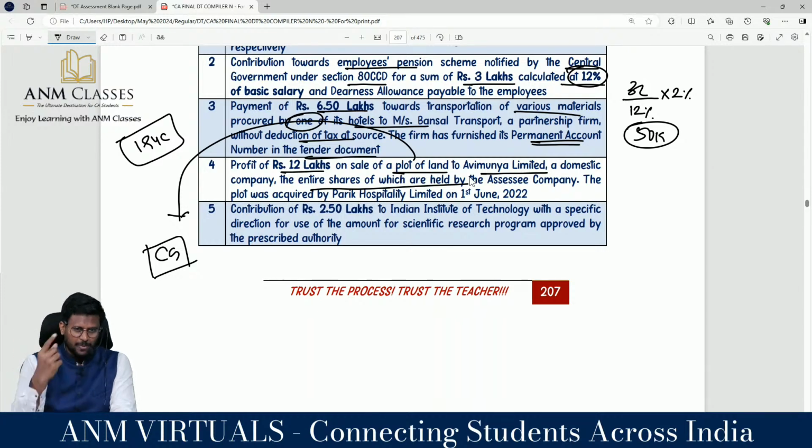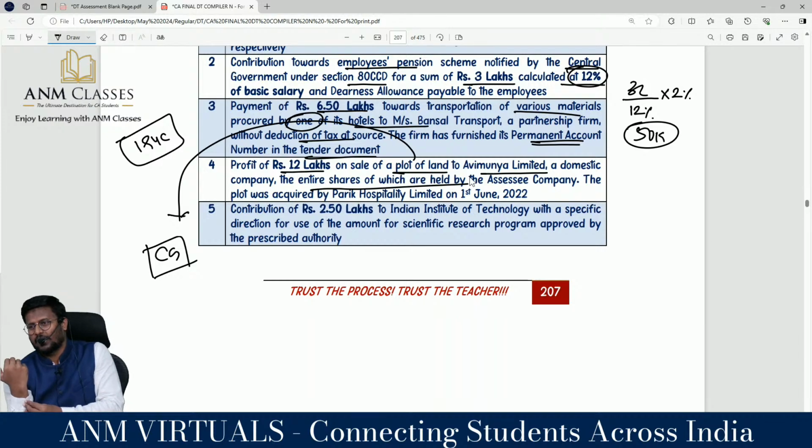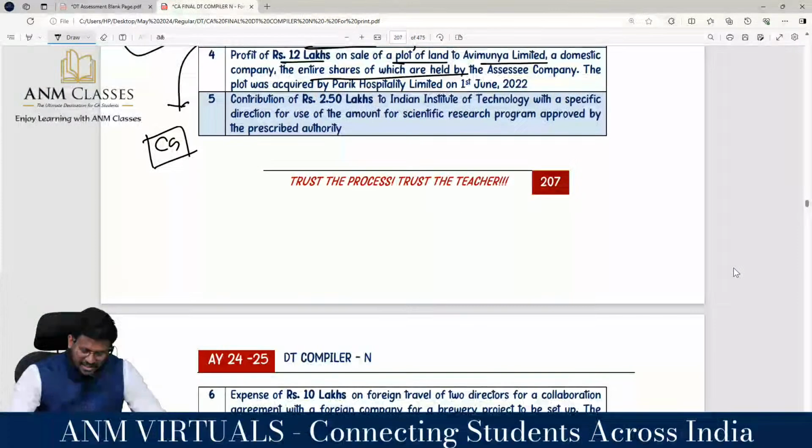As per section 47 clause 4 of the Income Tax Act, any transfer of a capital asset by a holding company to its wholly owned subsidiary company will not be regarded as transfer. Capital gain cut away. So the plot was acquired by Parikh Hospitality Limited on 1st June 2022. So this profit should not be credited to the P&L account. First, it has to be removed from the P&L account for the purpose of computing the correct PGBP. And it has to be shown under capital gain, and nothing will be taxable under capital gain because of section 47. Transaction not regarded as transfer.